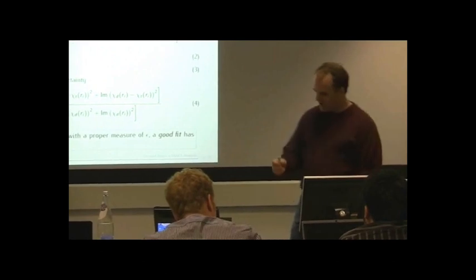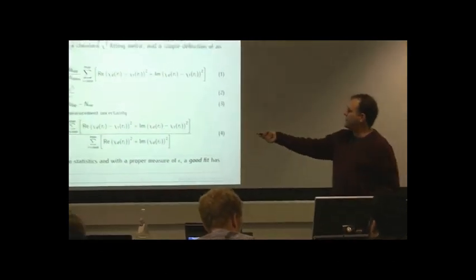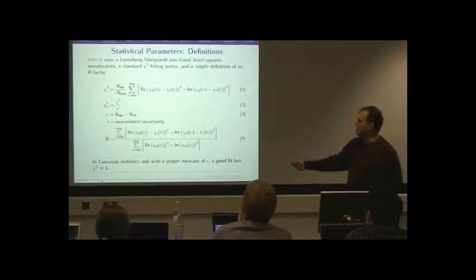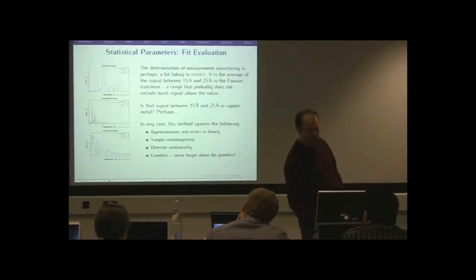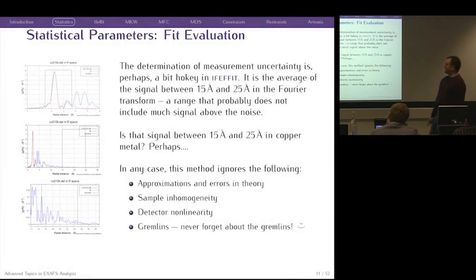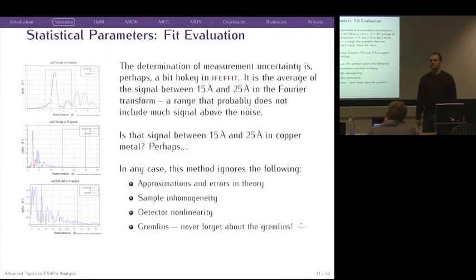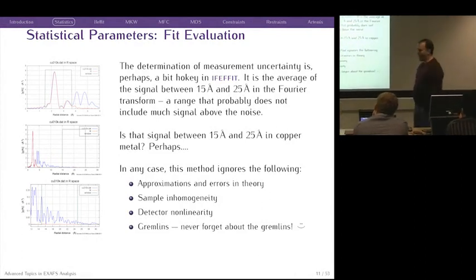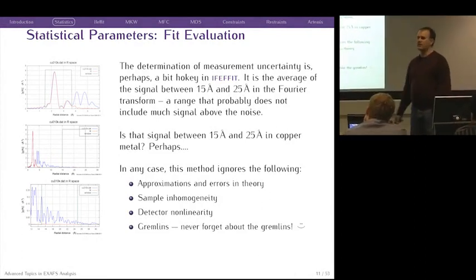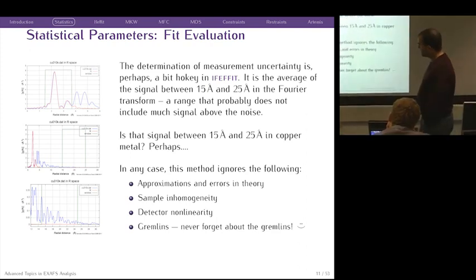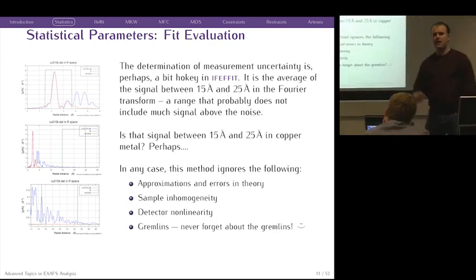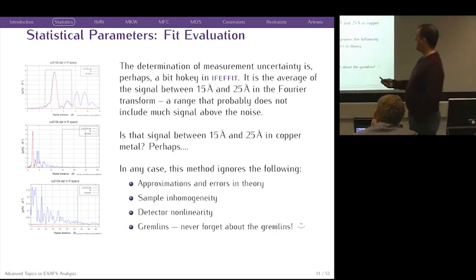Well, the answer is that we need to talk about this number right here, the epsilon, the measurement uncertainty. Let me tell you how IFEFIT measures the measurement uncertainty. It's a bit hokey. The way epsilon is evaluated is actually a little hard to defend, but it's easy to explain. It comes up with a number, and it's what's used in the software.